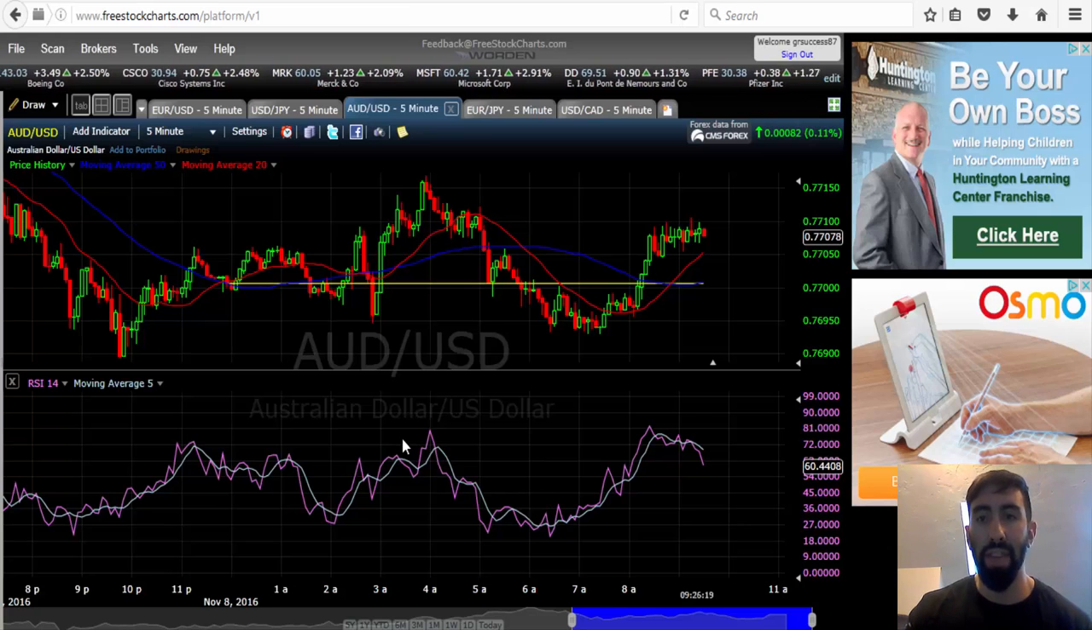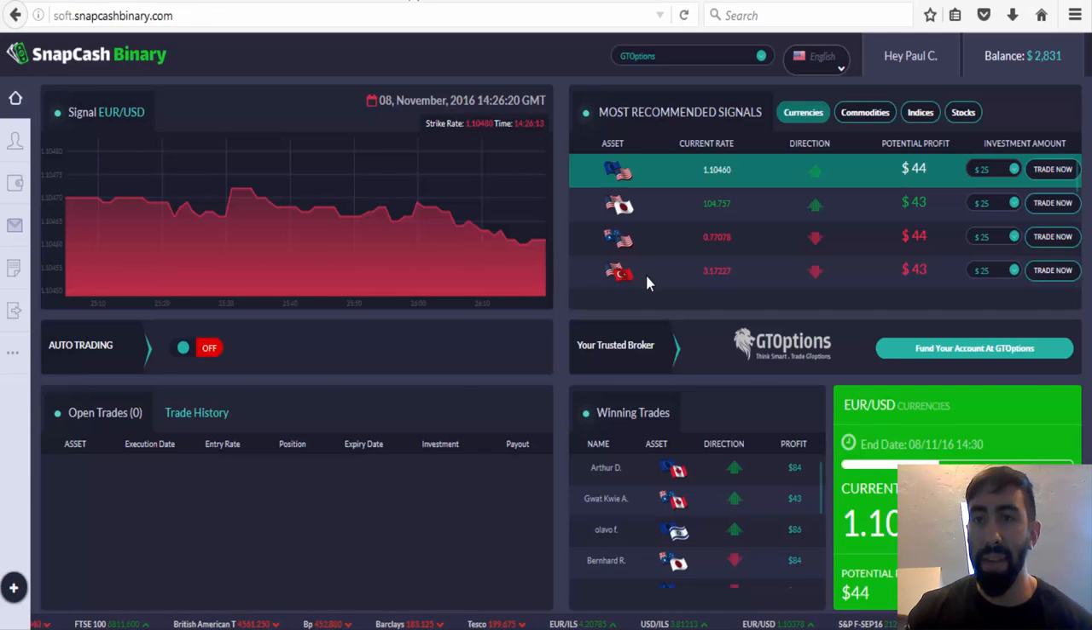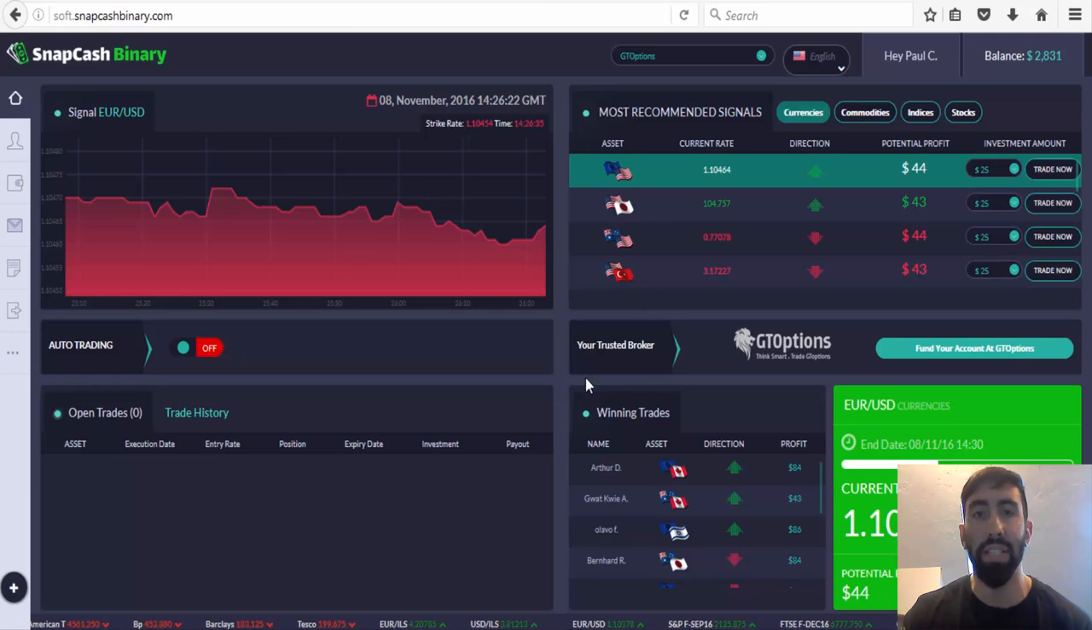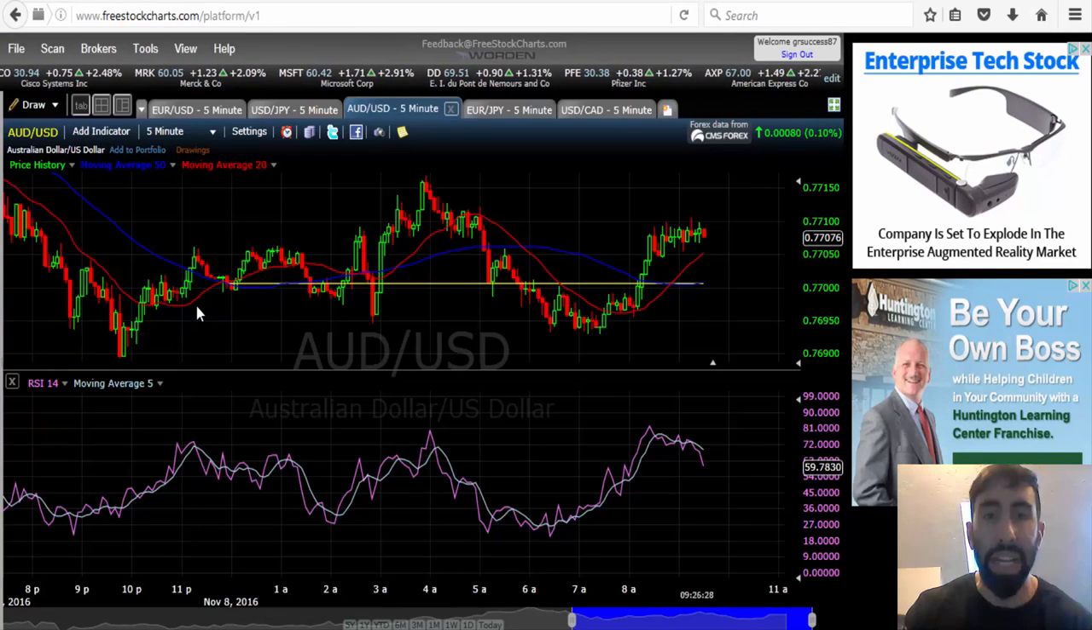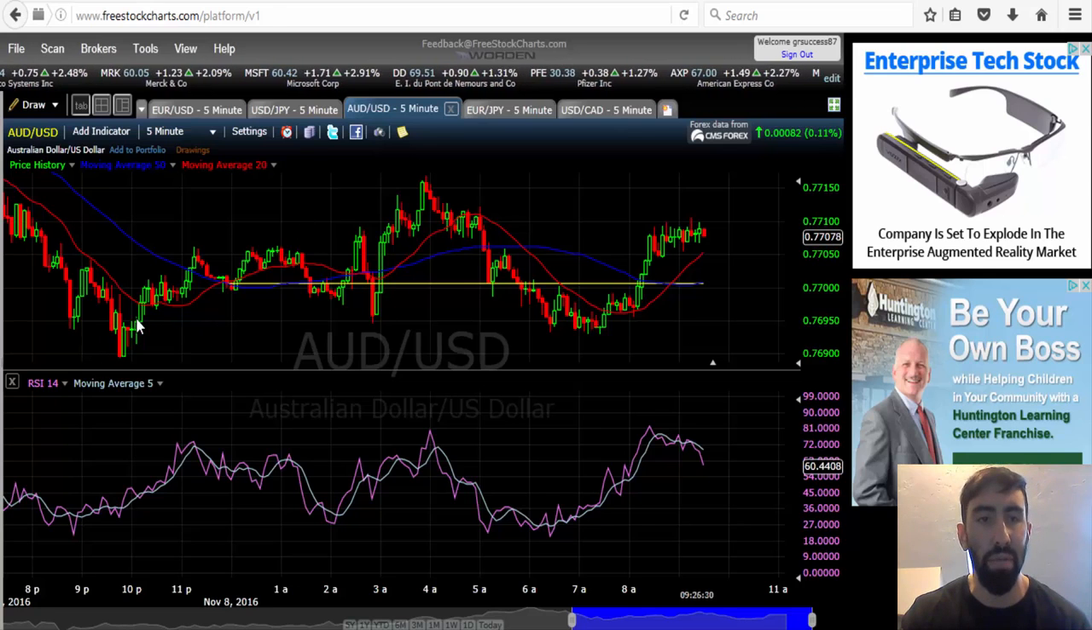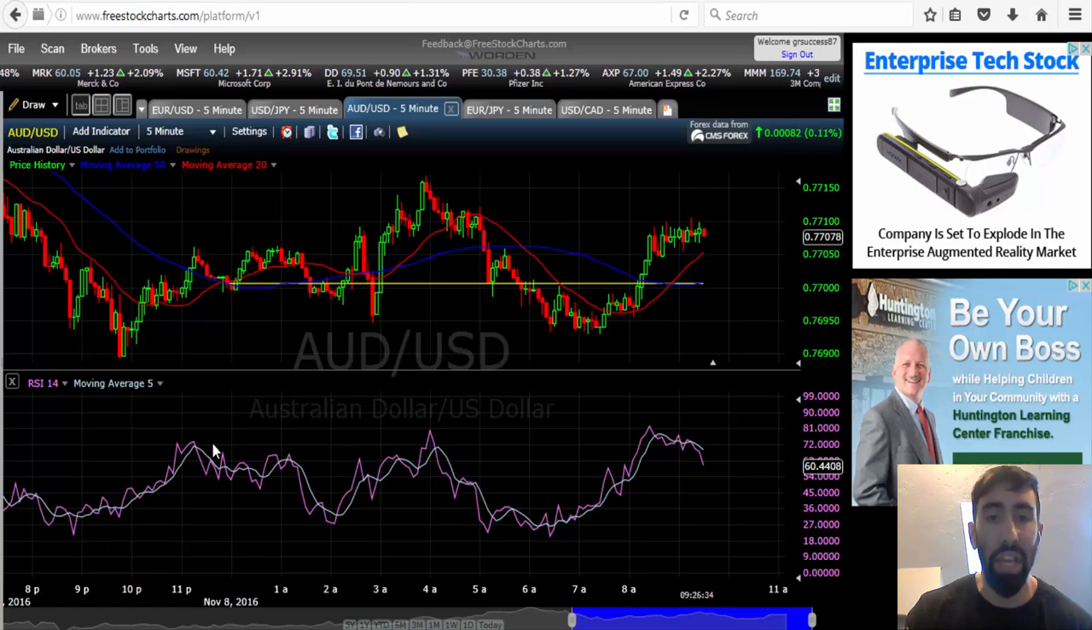Okay, so there's a lot of activity happening here. And from SnapCash Binary, it is telling us to also place another put trade as well. So this is a much better reading. We have a lot of activity, as you can see here. We got a few spikes dropping. We have some high points over here, and the same with the RSI.